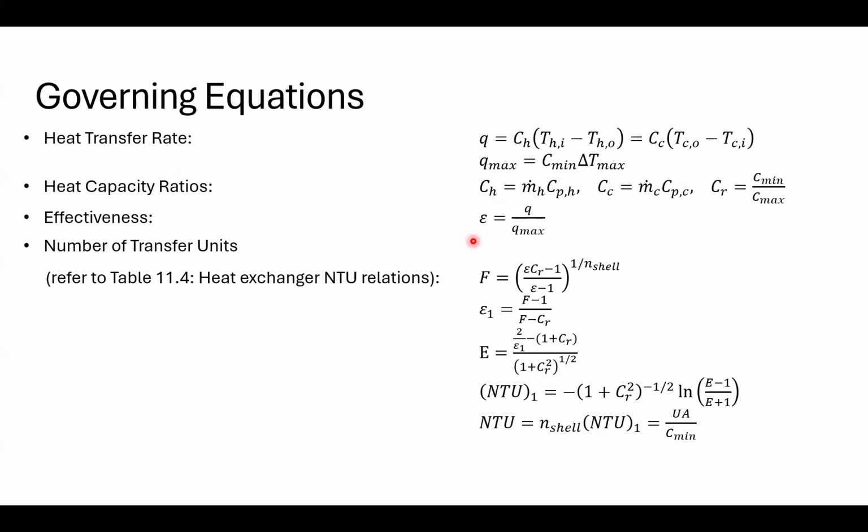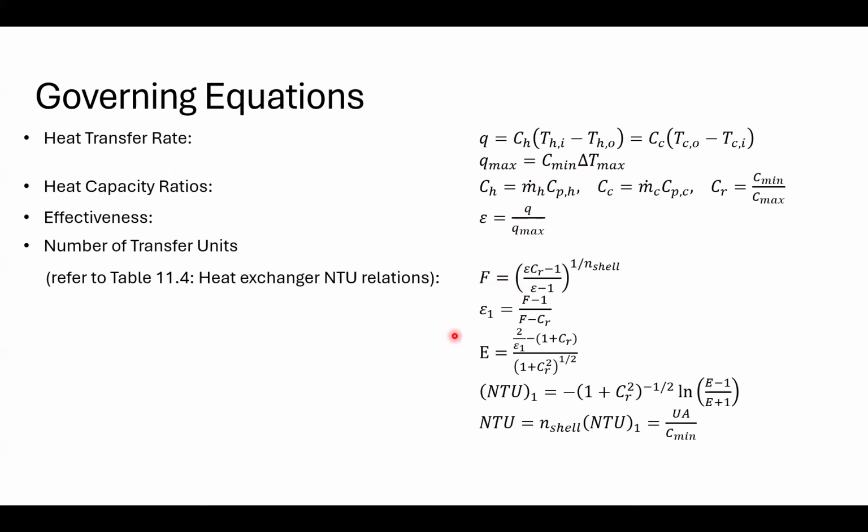We're also given the effectiveness formula, which is equal to the heat transfer, which we can solve for using this equation up here, using either the cold side heat capacity or the hot side heat capacity, divided by the maximum heat transfer rate. And that maximum heat transfer rate is given by the minimum heat capacity times the temperature difference between the hottest temperature in the heat exchanger and the absolute coldest temperature in the heat exchanger.